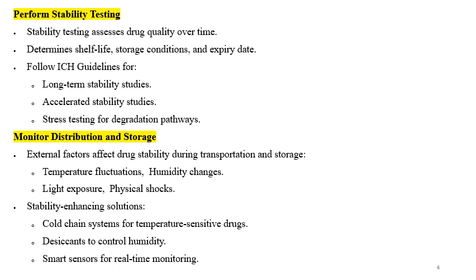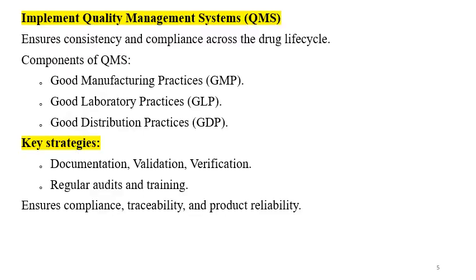Stability enhancing solutions are cold chain system for temperature sensitive drugs. Always distribute the formulations and the APIs through the cold chain system, depending on the temperature sensitivity of the drugs and the formulations. Use desiccants to control the humidity. Use smart sensors for real-time monitoring. These are called data loggers. You might have understood about the data logger use in pharmaceutical distribution. So, data logger system is used to continuously monitor the temperature fluctuation during the transport.